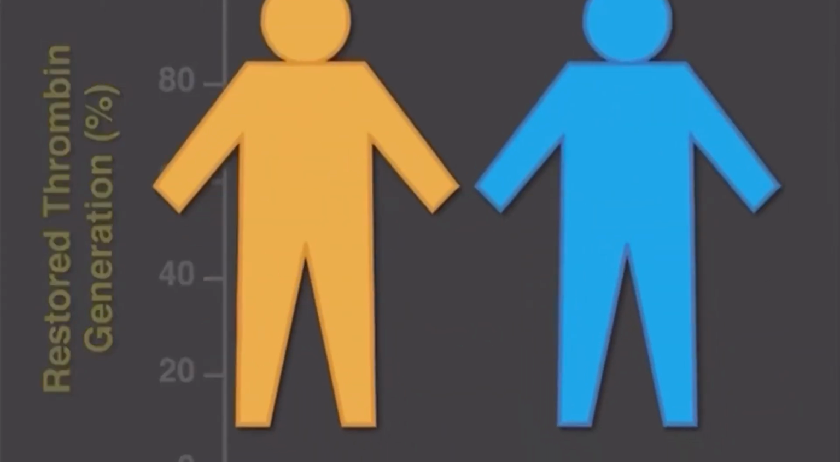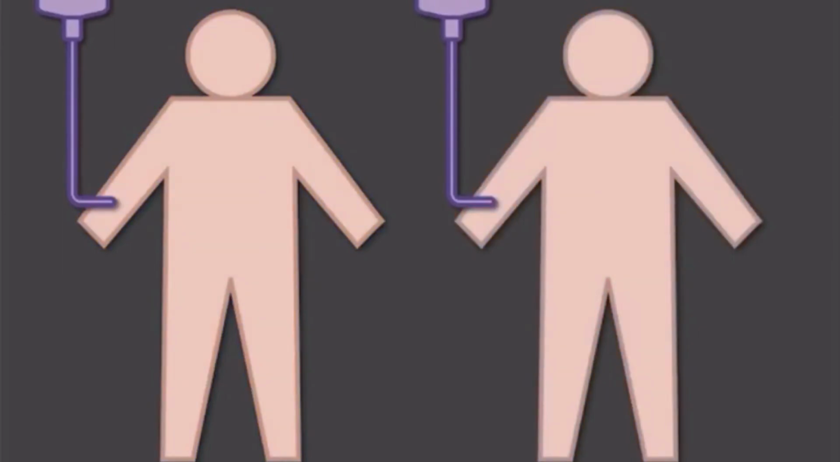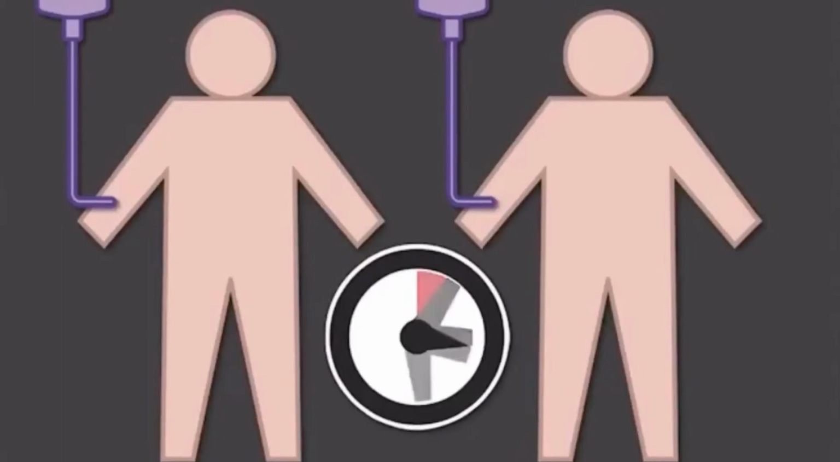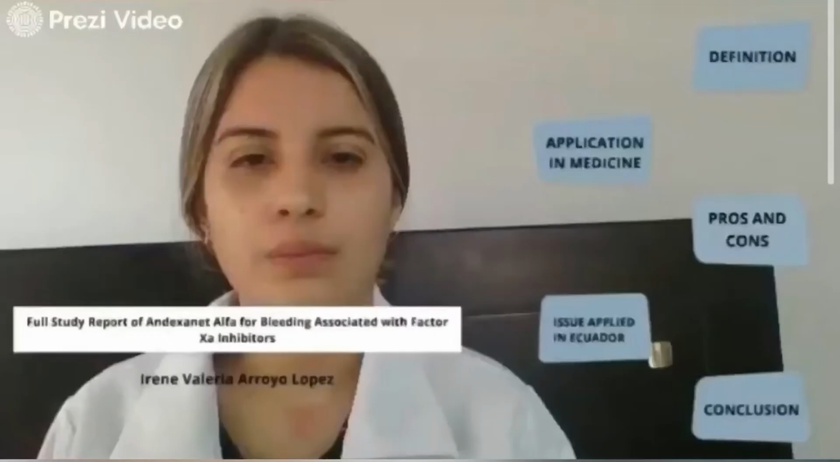The authors conclude that Andexanet reversed the anticoagulant activity of apixaban and rivaroxaban in healthy older volunteers within minutes and for the duration of infusion, without evidence of serious adverse events.